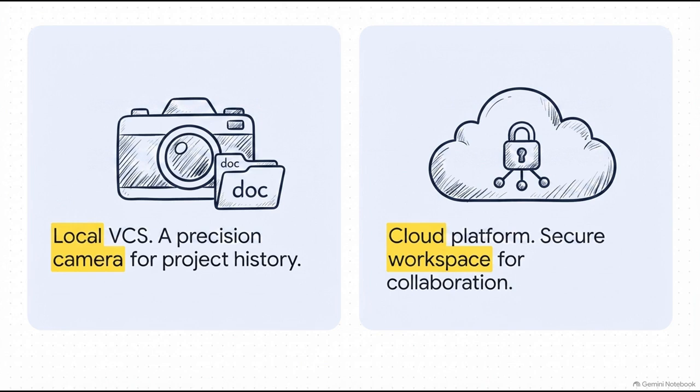On the flip side, we have GitHub. GitHub is a cloud-based hosting service and collaborative platform. So if Git is the camera taking the snapshots locally, GitHub is the secure online photo gallery and workspace where you upload, share, and collaborate on those snapshots with developers all over the world. GitHub brings massive features to the table, like team access control, automated testing pipelines, and issue tracking. When you use them together, they give you complete data redundancy and totally seamless teamwork.